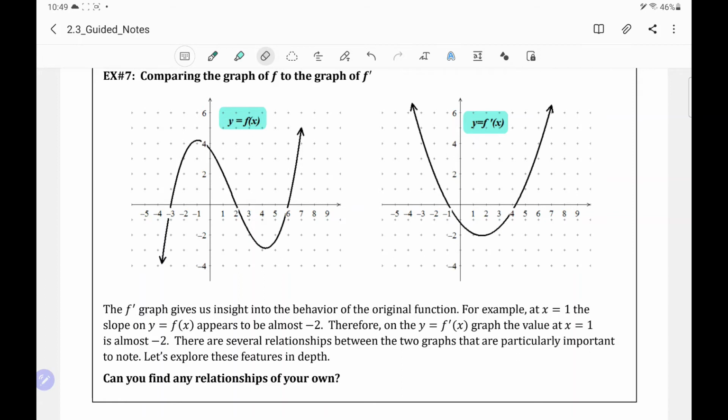X equals 1, we're right here, and the slope is coming down pretty steep, and if you think about it, this point of 2, 0 is pretty much spot on. So that gives us a good idea that the slope of that is about negative 2. Therefore, on the y equals f prime of x graph, the value at x equals 1 is almost negative 2. So here, x equals 1, we're right here just above negative 2. It's almost there. There are several relationships between the two graphs that are particularly important to note. Let's explore these features in depth.